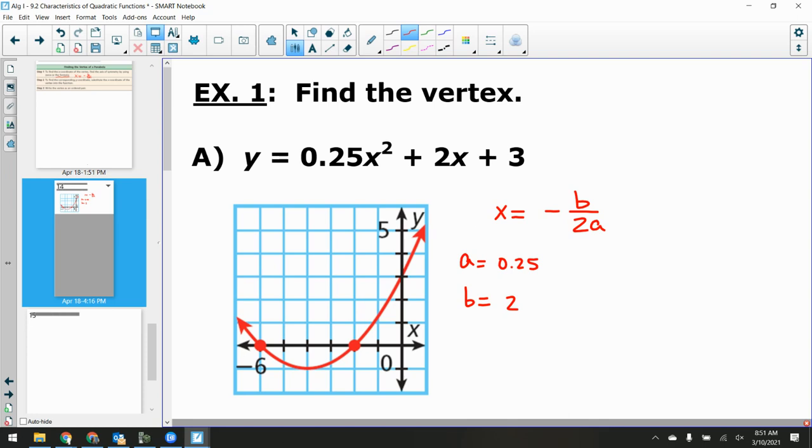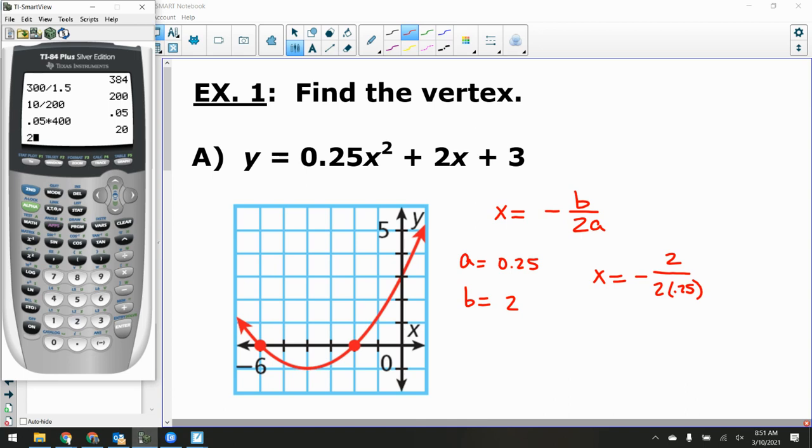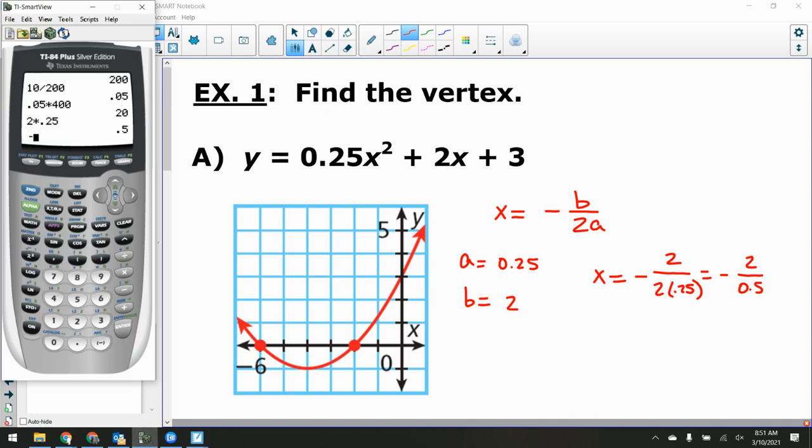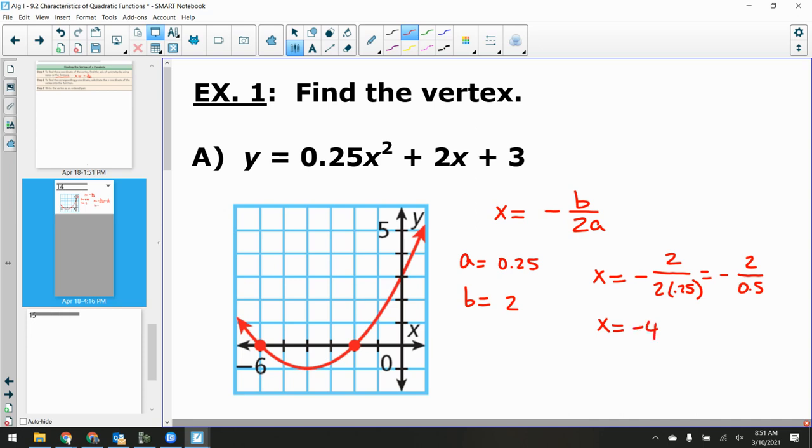So that means my axis of symmetry is x equals negative 2 over 2 times 0.25. Well, 2 times 0.25 is 0.5. So this is negative 2 over 0.5. Negative 2 divided by 0.5 is negative 4. X equals negative 4.